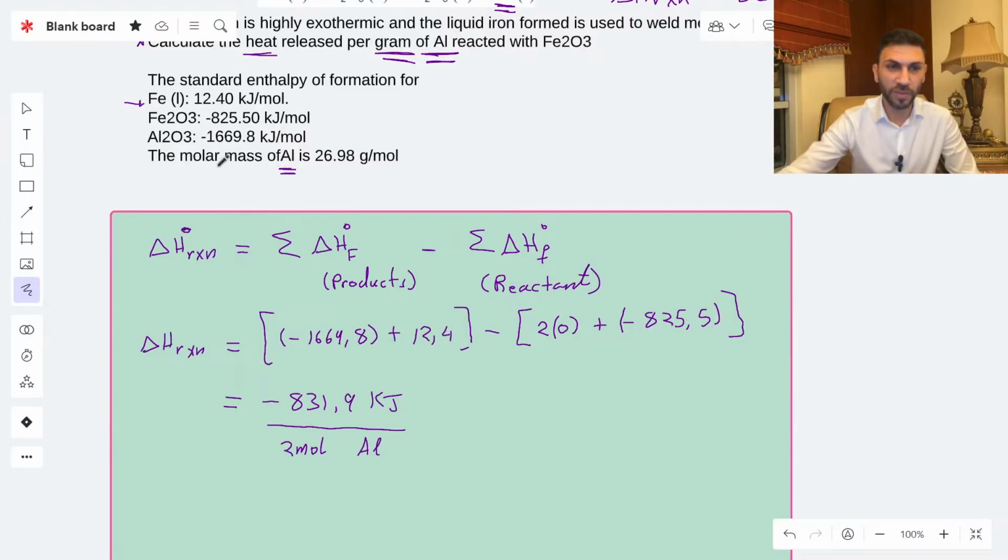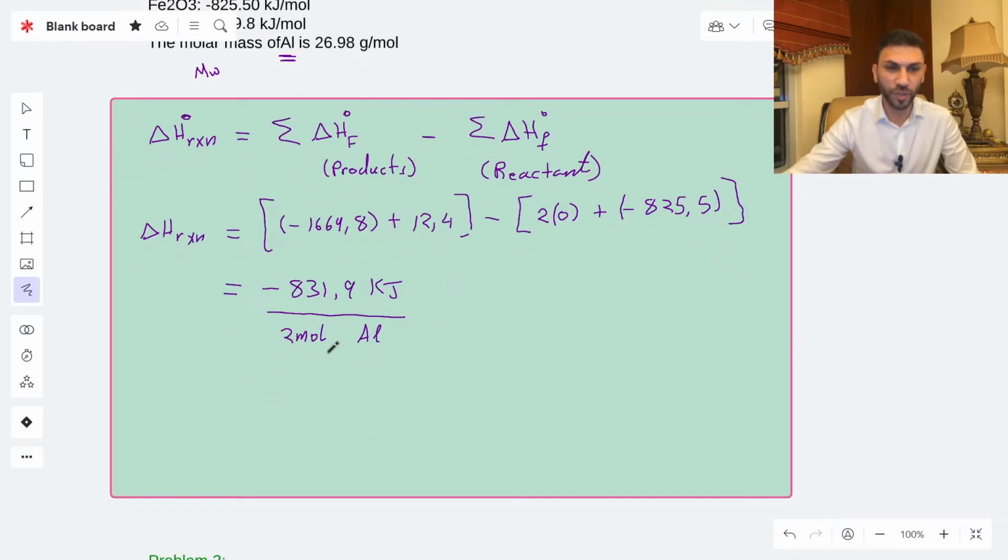And you are given the molar mass, which is MW of Al. Now, we need to convert these moles into grams of Al. Don't forget that the number of moles equals mass over molar mass.